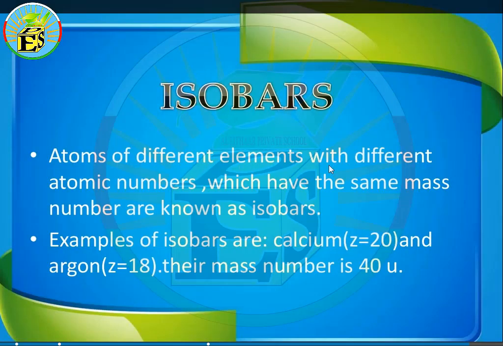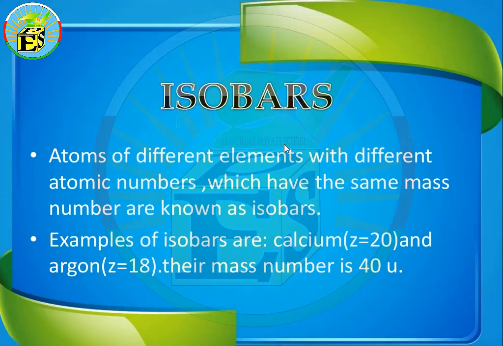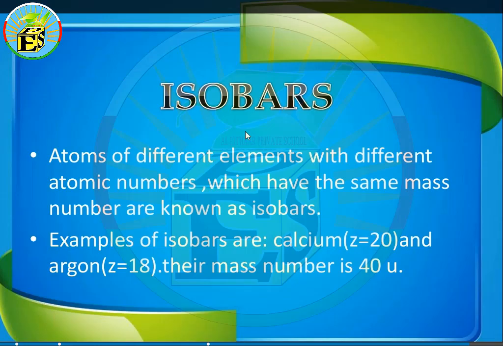Isobars: atoms of different elements with different atomic numbers which have the same mass number are known as isobars. Examples of isobars are calcium, Z equals 20, and argon, Z equals 18. Their mass number is 40. So isobars are the opposite of isotopes. Isotopes have the same atomic number and different mass numbers, but isobars have different atomic numbers and the same mass number.